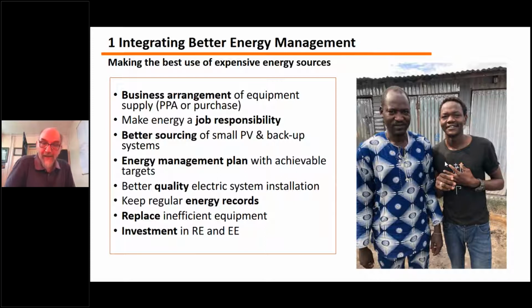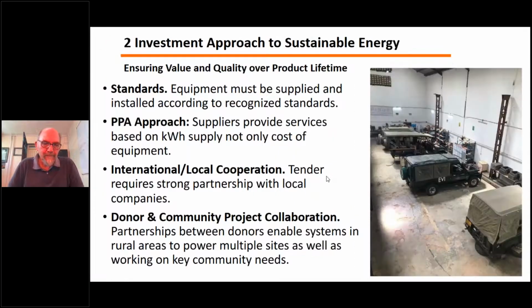As I mentioned, better quality electric system installation. So the technicians need to be qualified. People need to keep records so that they know how much they're spending. And then we need to replace inefficient appliances. So if you've got an electric cooker that really isn't needed, that needs to go. You need to say these are equipment that aren't necessary as appliances for the site. And then you need to look at investment and not just procurement in renewable energy and energy efficiency. Next slide.